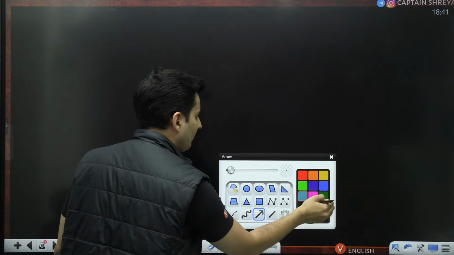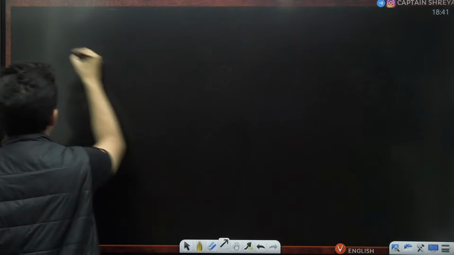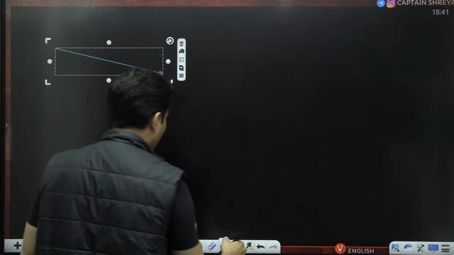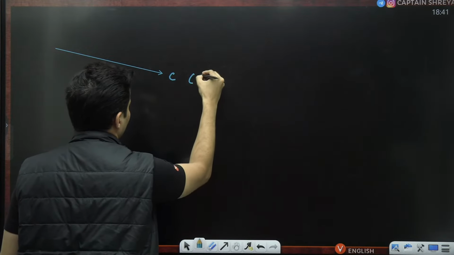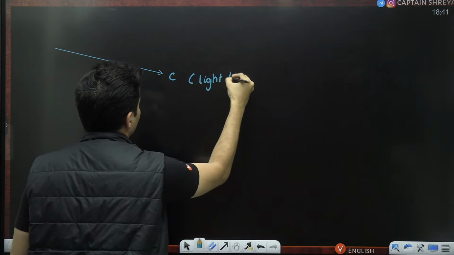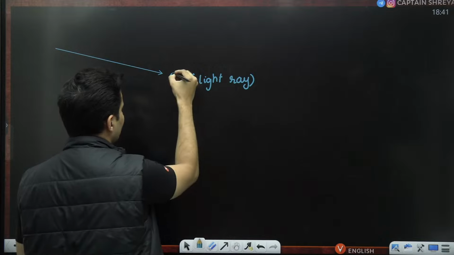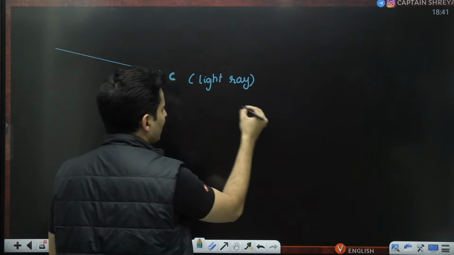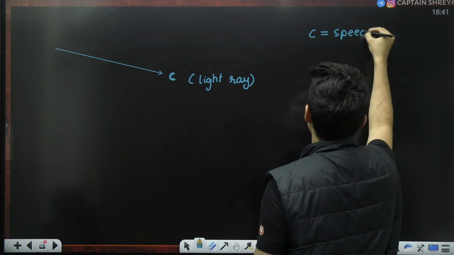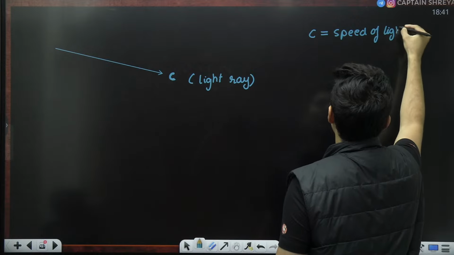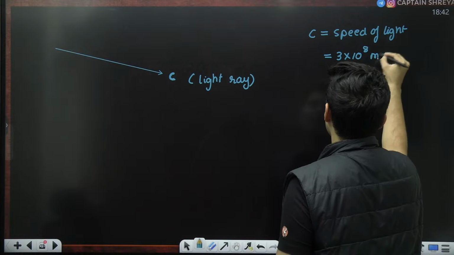Basically, imagine light to go in this particular way. This is the direction in which light is going. So this is light ray. If you have seen ray optics, you show rays of light, right? So this is the light ray. This is the direction in which the light is going. What is this c, you might ask? This c is nothing but the speed of light. And we know in vacuum it is 3 into 10 to the power 8 meters per second.